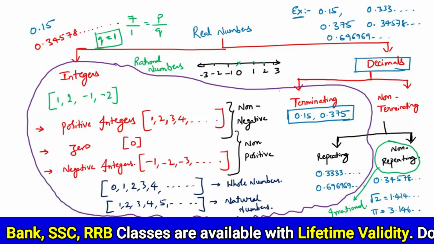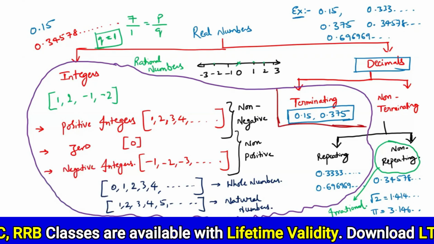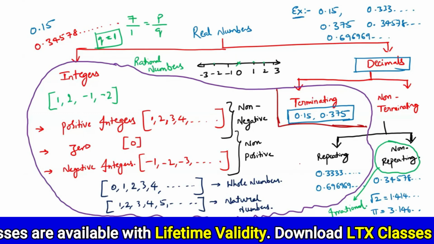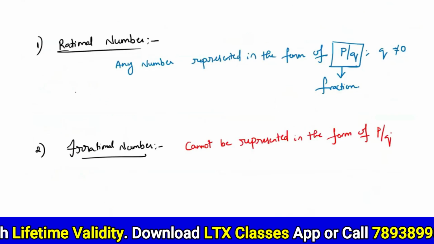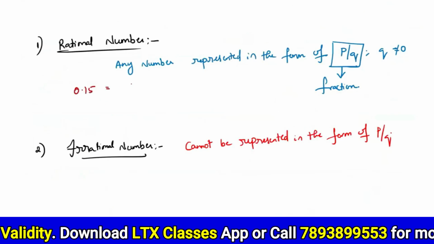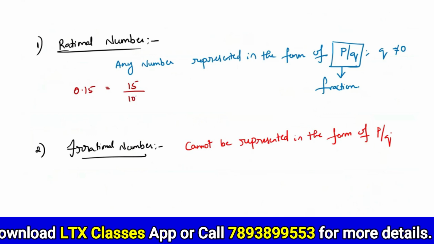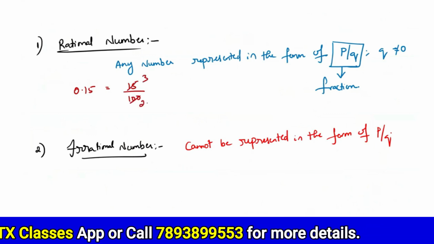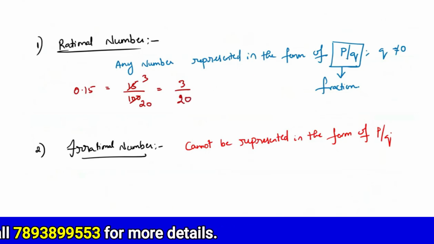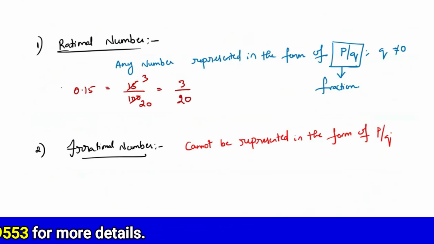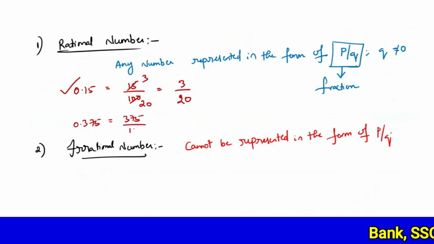But the most important thing is understanding terminating decimals and non-terminating repeating decimals. See, the example I wrote here is 0.15. It can be represented as 15 divided by 100, which is 3/20. It is represented in the form of a fraction, that is P/Q, where Q is not equal to 0. Yes, this is a rational number. Or else 0.375, which is 375 by 1000. Again, this is a rational number.